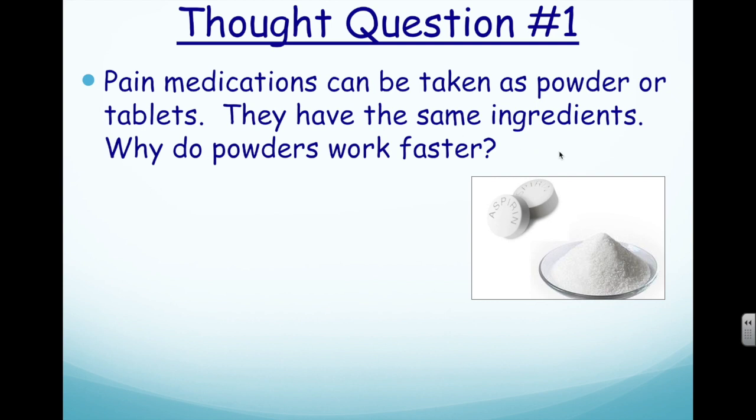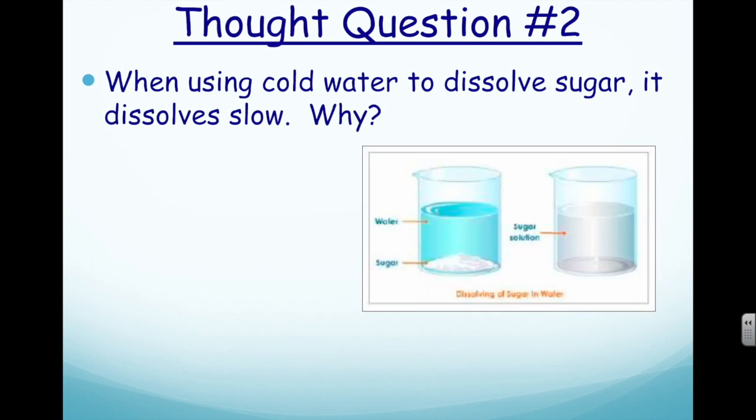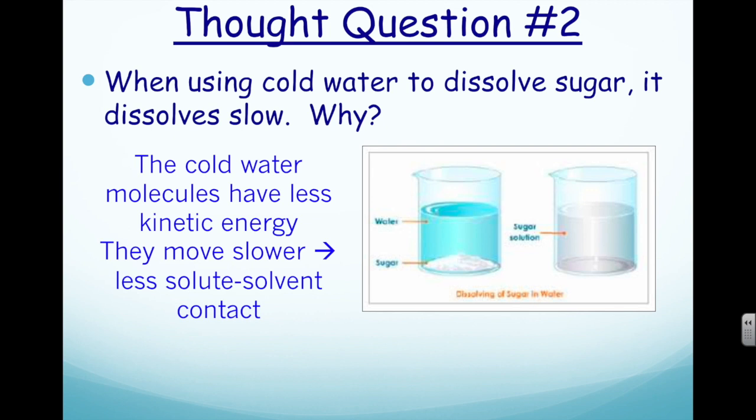If pain medications can be taken as a powder or a tablet, but they have the same ingredients and the same mass, why do powders work faster? Well, that's because powders have more surface area, right? And when using cold water to dissolve sugar, it dissolves slow. Why? Because the cold water molecules have less kinetic energy, so there's less interaction, there's less solute to solvent contact.